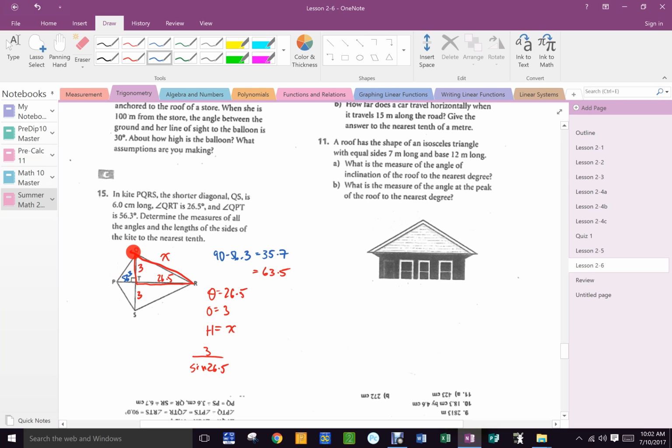And then the blue one, I have opposite and I need a hypotenuse, but my theta is 56.3. My opposite is still 3. My hypotenuse is y. So it's 3 divided by sine 56.3. Cool? Okay. Any other questions from page 70?